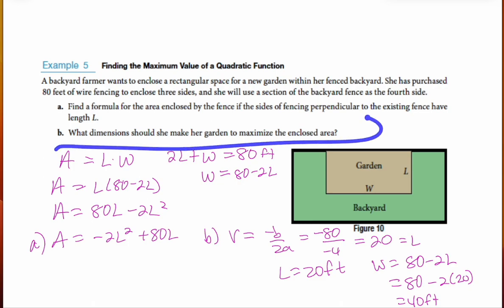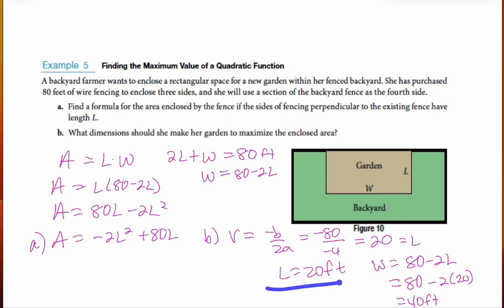So if they say, what are the dimensions to maximize, it happens at the vertex when L is 20 and W is 40. So we would say we want to make it a 20 by 40 pen. Now, what is the area that we are maximizing? Well, it's just 20 times 40, or it would be 800 square feet.